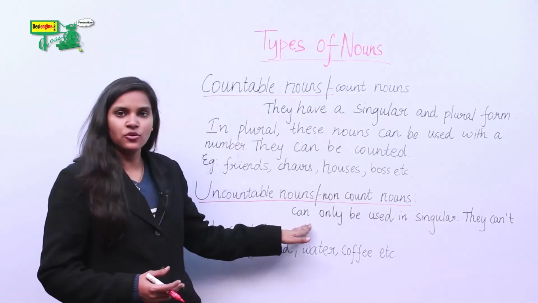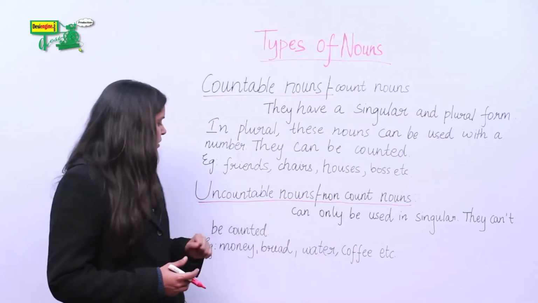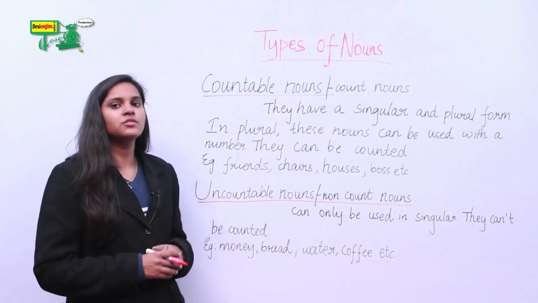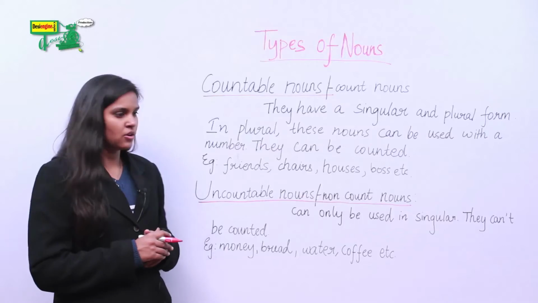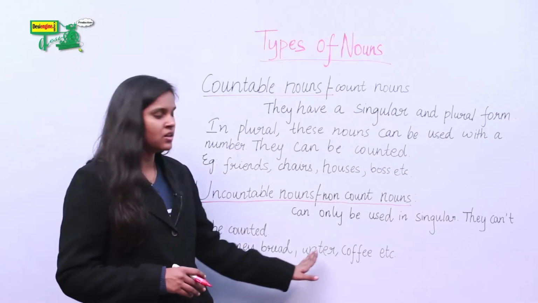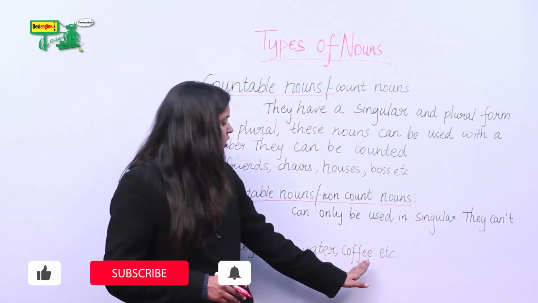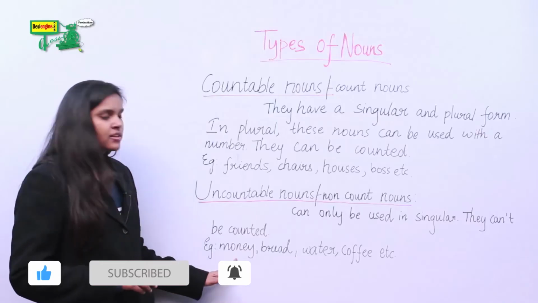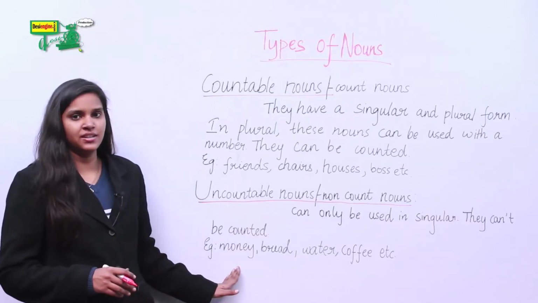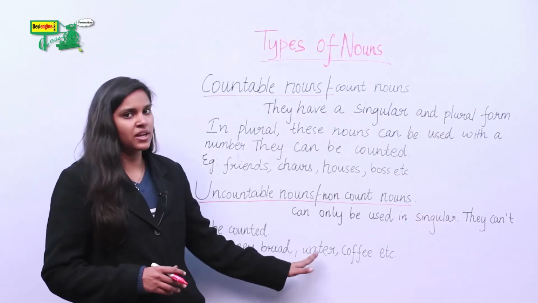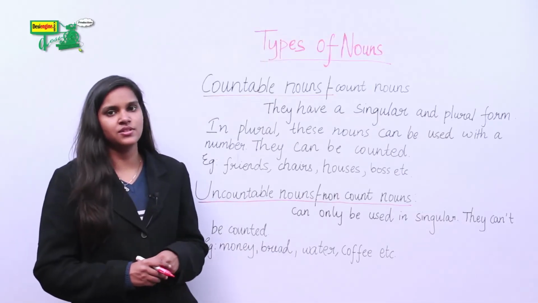Now let's come to the uncountable nouns, which are also known as non-count nouns. These can only be used in the singular form. They can't be counted. Let's take few examples which count as uncountable nouns. Money, bread, water, coffee. I cannot count these things. I cannot say that I have 10 money or I cannot say that I have 20 water. So that's why these are uncountable nouns.